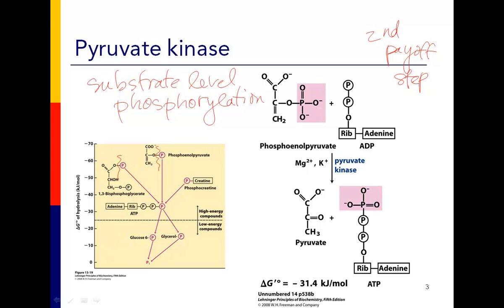What else did I want to say about pyruvate and ATP? Maybe it'll come back to me. I can't remember. Anyway, 2 kinase reactions.